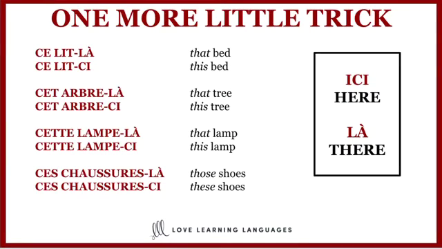Let me let you have another look at the rest of the examples. Cet arbre-là, that tree, or that tree there. Cet arbre-ci, this here tree. Or cette lampe-là. Do you like how I'm taking on my Louisiana accent? I just can't help it. Cette lampe-là, that there lamp. Or cette lampe-ci, this here lamp.